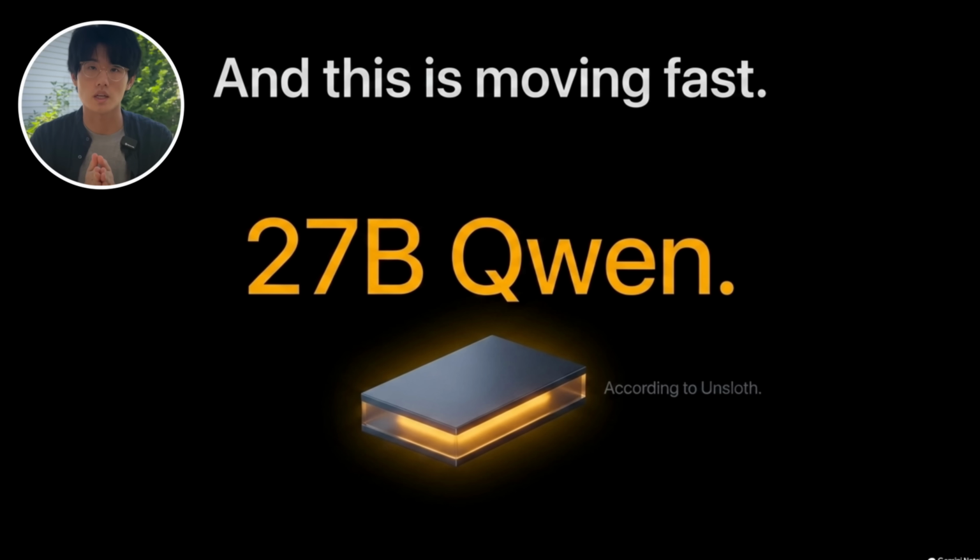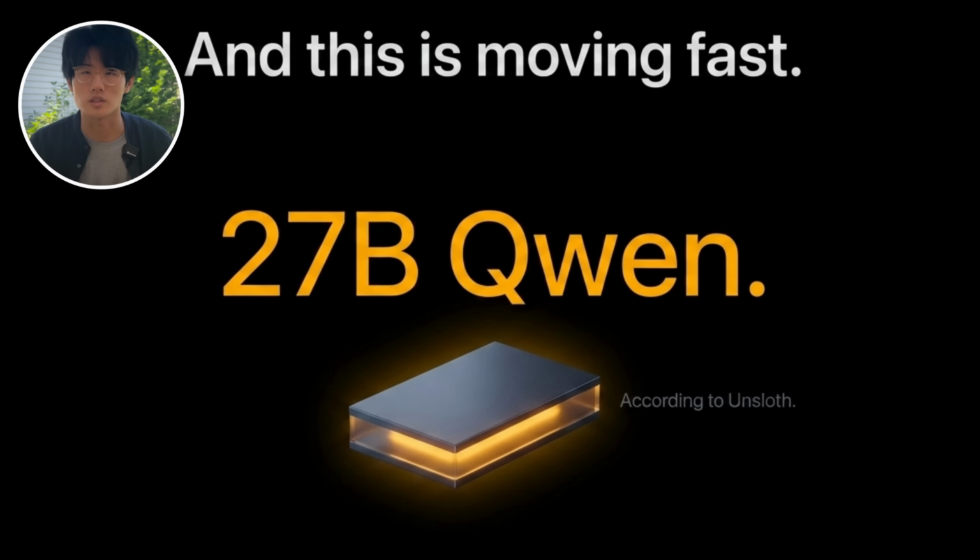And the next generation is already landing, where Unsloth says the new 27 billion Qwen, I think it's 27 or 28, will run in about 17 gigs. And this is why the cheap tier is not a toy anymore.